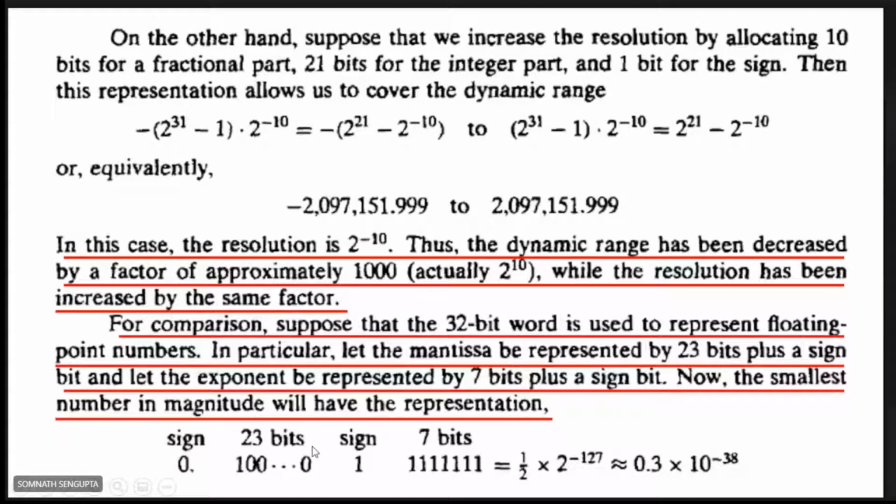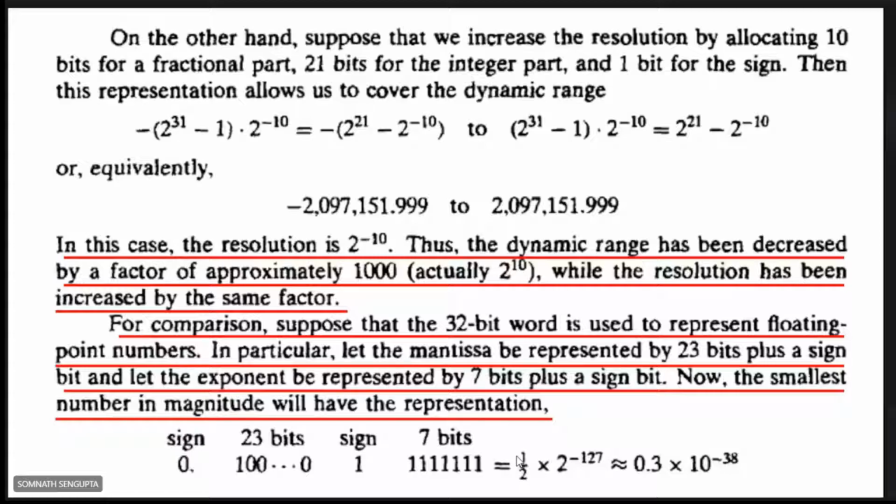But in the case of the exponent, it is negative. That means it is 2 to the power of some negative value. Here how many bits are there? It is 7 bits. So its value is 2 to the power minus 7.